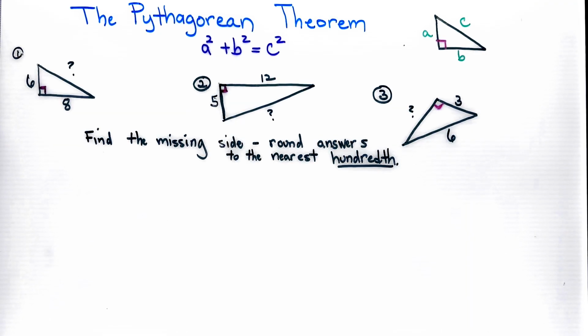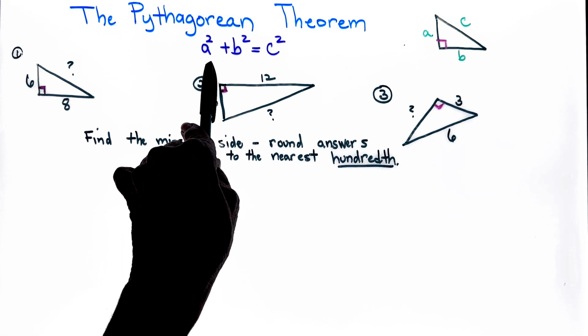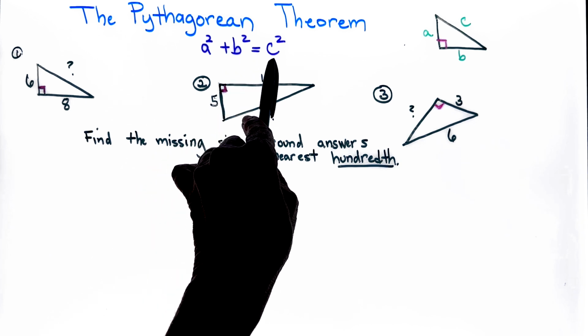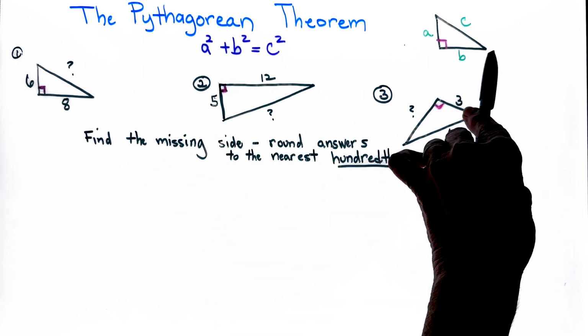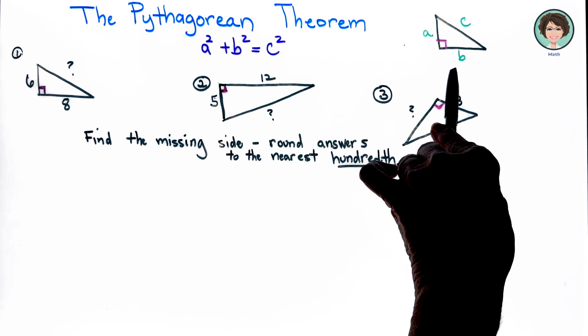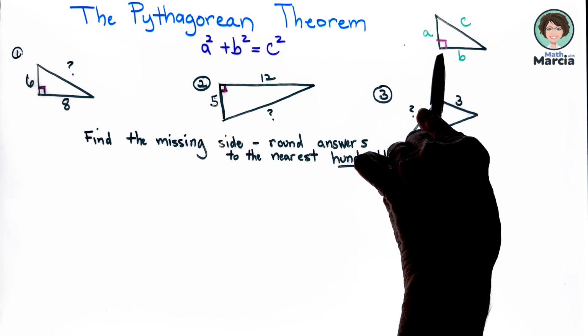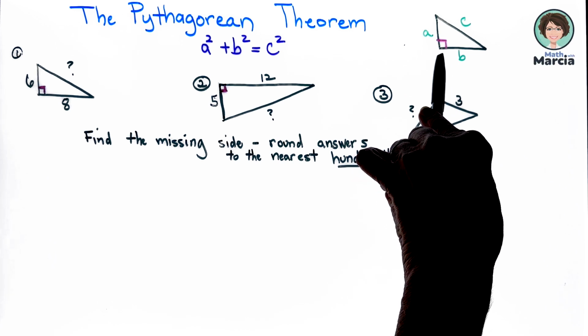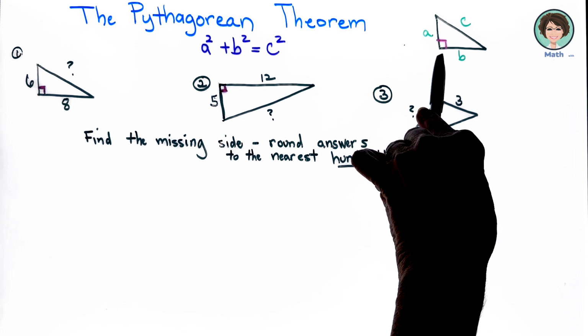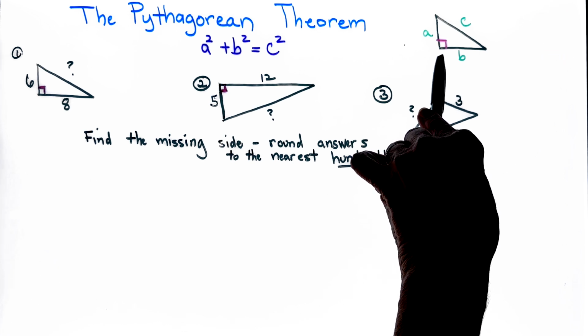In this lesson, we are going to be using the Pythagorean theorem to find a missing side of a triangle. The Pythagorean theorem formula that we need to know is a squared plus b squared is equal to c squared. Notice the little triangle that I have drawn on the side. The red box tells me it's a right triangle. The Pythagorean theorem can only be used if you have a right triangle.